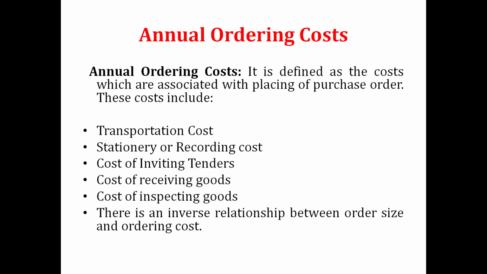So what is annual ordering cost? It is defined as the costs which are associated with placing of purchase order. Examples of annual ordering cost are transportation cost, stationery or recording cost, cost of inviting tenders, cost of receiving goods, cost of inspection of the goods.